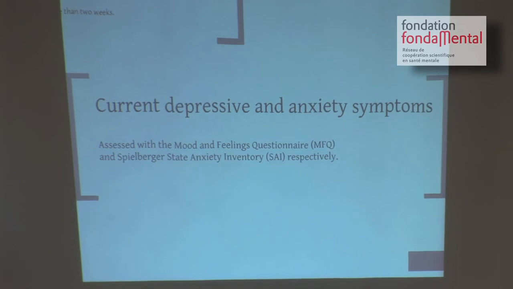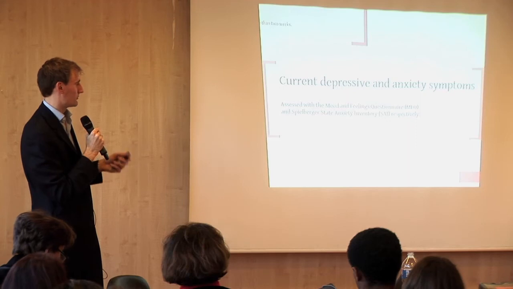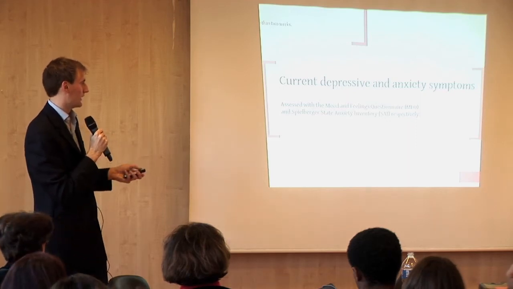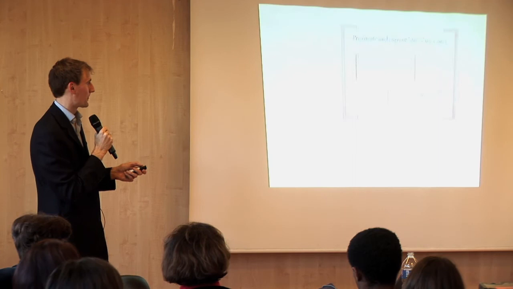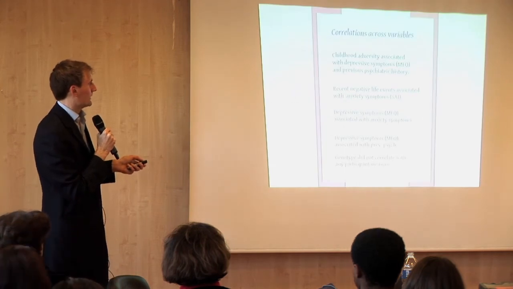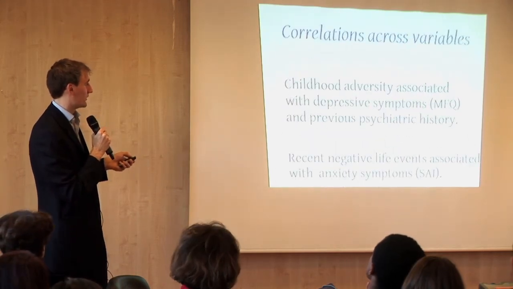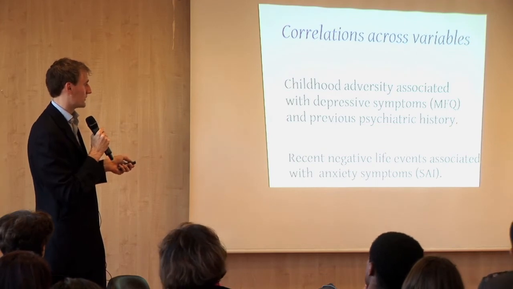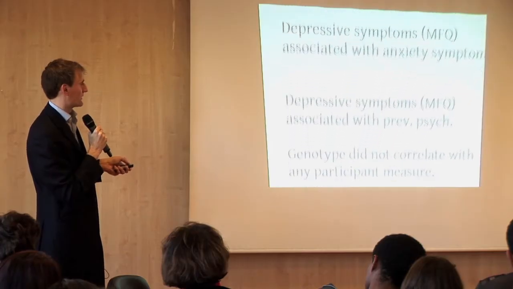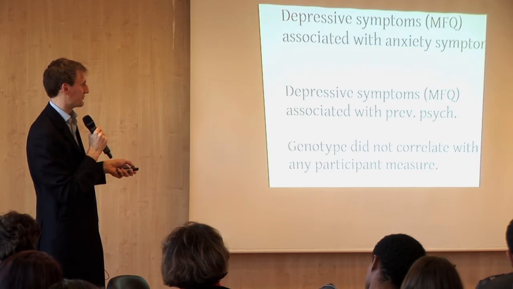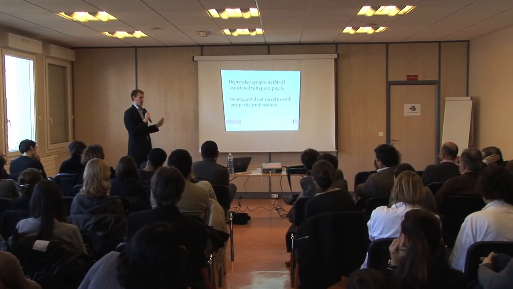And in addition, we measured current depressive and anxiety symptoms with the Mood and Feelings Questionnaire, a measure of depressive symptoms for this age group, and the Spielberger State Anxiety Inventory. And I'll just quickly go over some of the correlations. So childhood adversity was associated with greater depressive symptoms and previous psychiatric history. Those reporting recent negative life events also tended to have higher anxiety symptoms. Depressive symptoms was associated with higher anxiety symptoms. Depressive symptoms was associated with previous psychiatric history, but in fact genotype did not correlate with any measure at all.